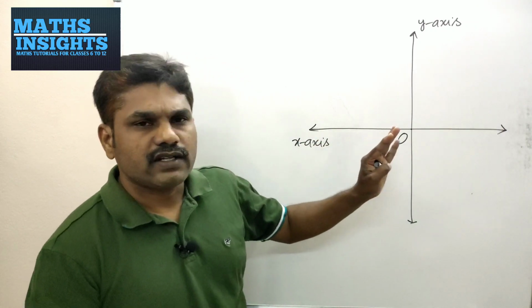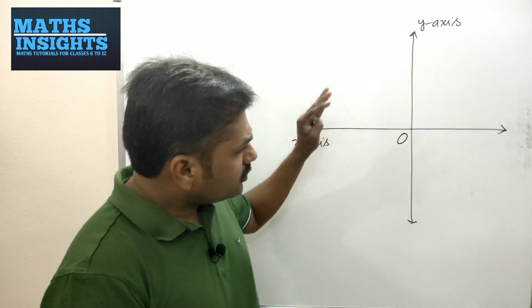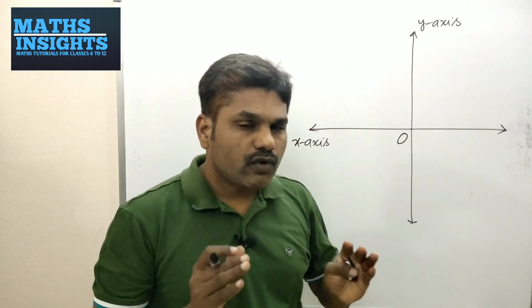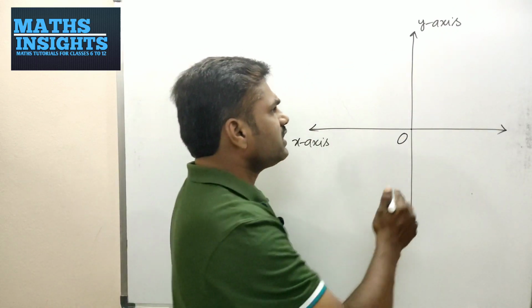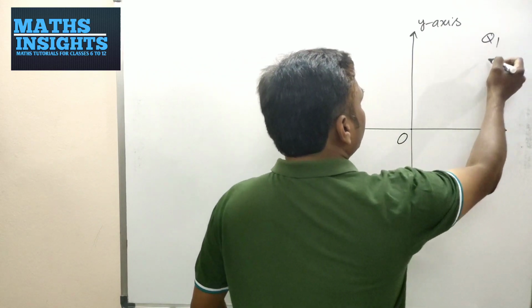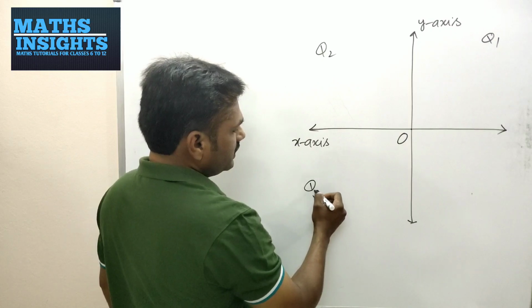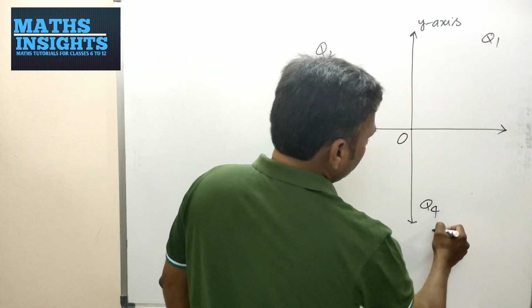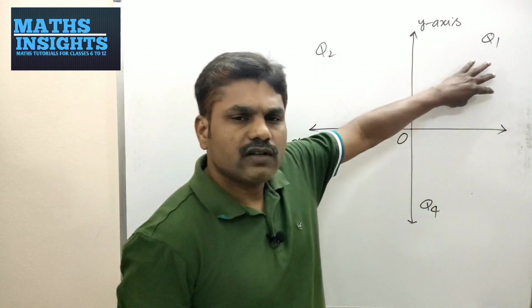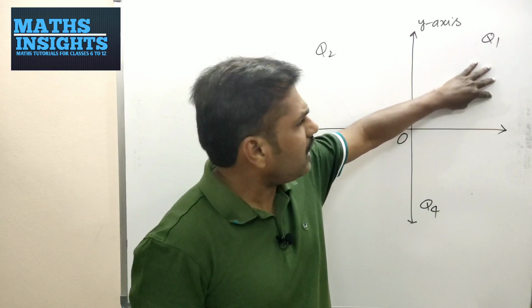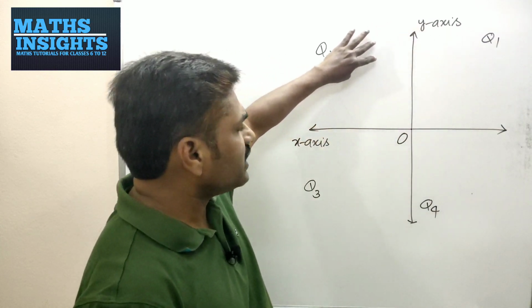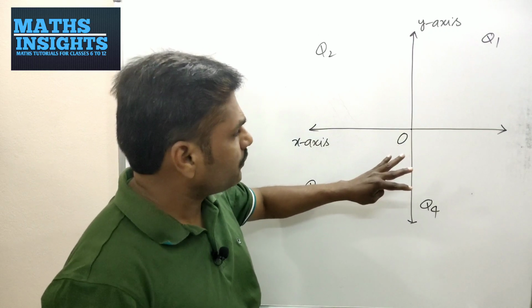Now these two lines divided this whiteboard into 4 equal parts. The first one is called quadrant 1, and this is quadrant 2, this is quadrant 3, this is quadrant 4. I am starting from here with Q1 and I am taking these quadrants in the anti-clockwise direction.